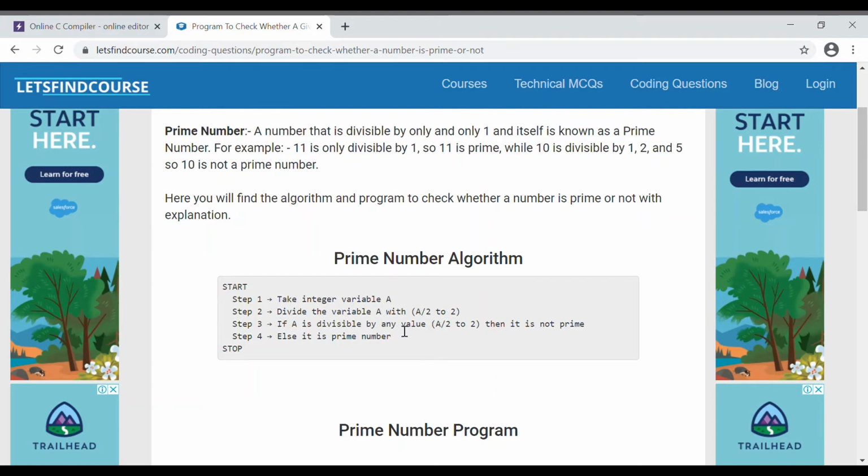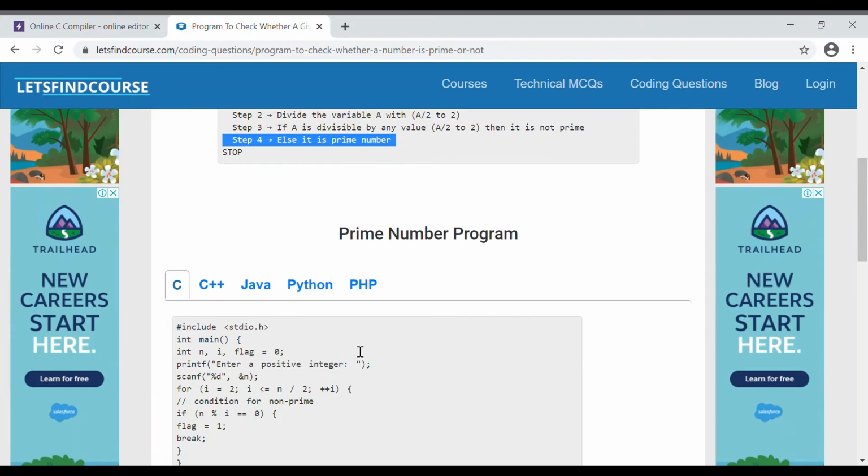Okay, so if it is divisible by any number, then it is not a prime number. As we already discussed, what is a prime number? Otherwise, if there are no factors of that number, then it is a prime number. So let's look at a code.